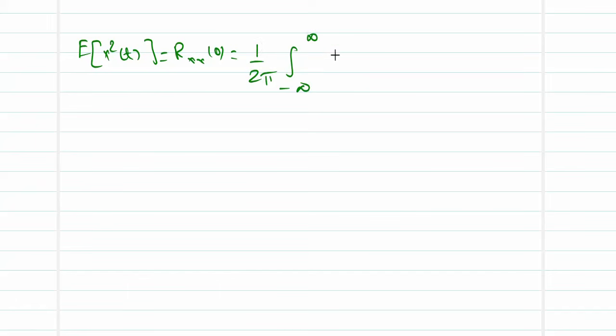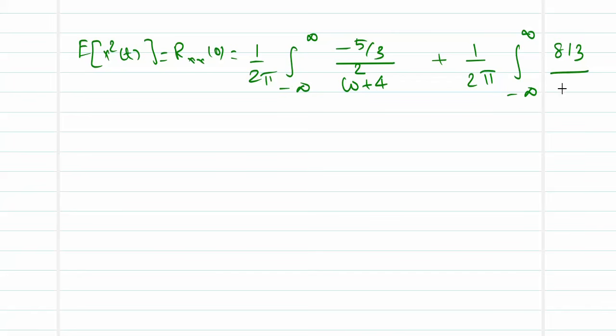So what I have over here is my expected value of x square of t, which is my Rxx of 0, is going to be 1 divided by 2 pi integral from minus infinity to infinity. The partial fraction has now been split as minus 5 by 3 divided by omega square plus 4, plus 1 divided by 2 pi integral from minus infinity to infinity. So now I have this to be equal to 8 by 3 divided by omega square plus 1 into d omega. Now I am going to use my type 2 to solve the problem. What is going to be my type 2? So we will go to see that.